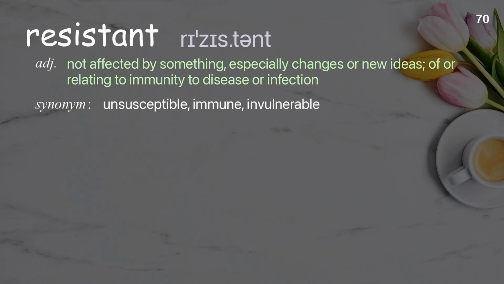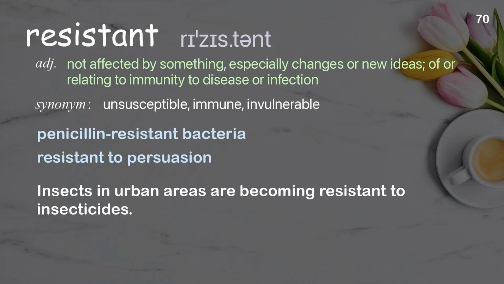Resistant: not affected by something, especially changes or new ideas, of or relating to immunity to disease or infection. Examples: penicillin-resistant bacteria, resistant to persuasion. Insects in urban areas are becoming resistant to insecticides.